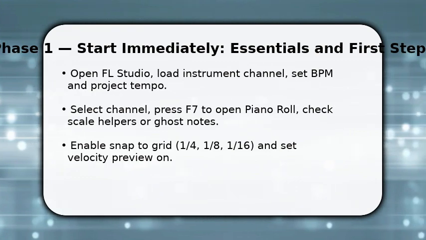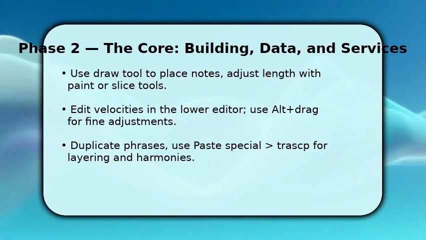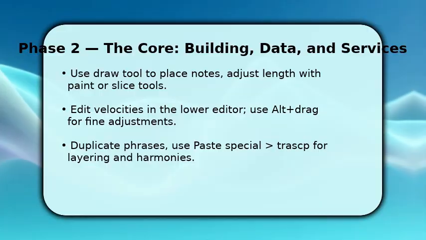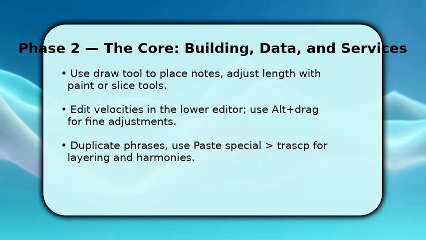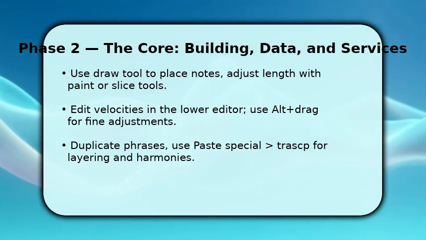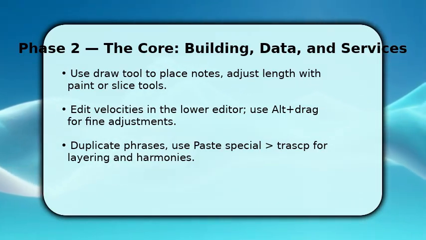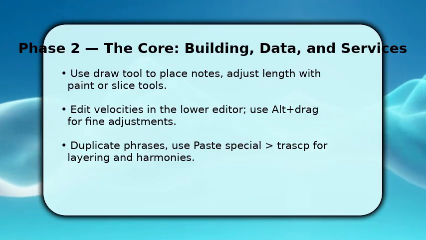You input your melody with the draw tool, then use paint for repeating notes or slice for quick cuts. This builds the initial phrase fast. Once notes exist, switch to the velocity lane and sculpt dynamics. Alt plus drag gives fine control. Use select and duplicate to create variations, and paste special when transposing entire patterns so harmony stays consistent.